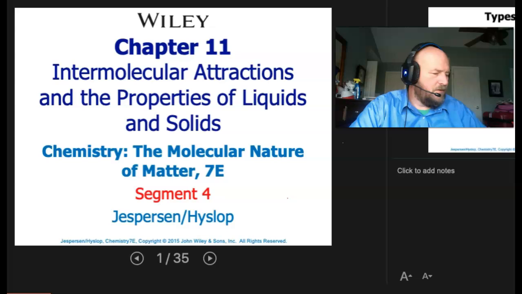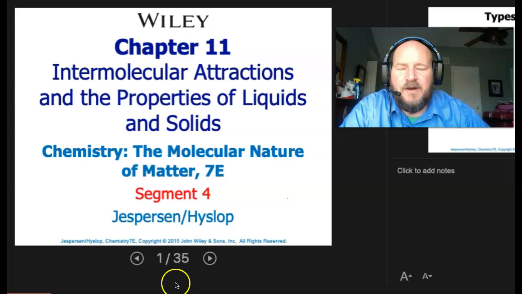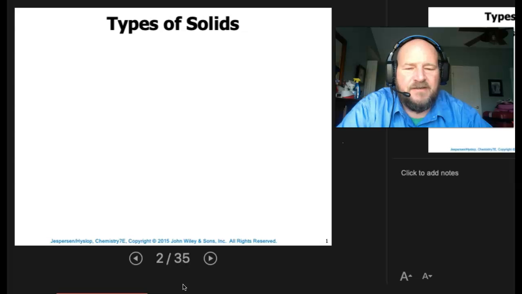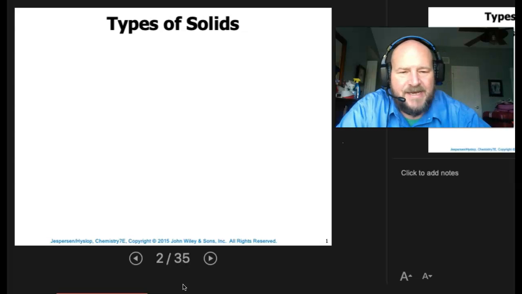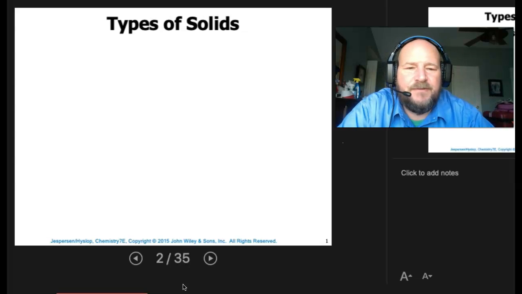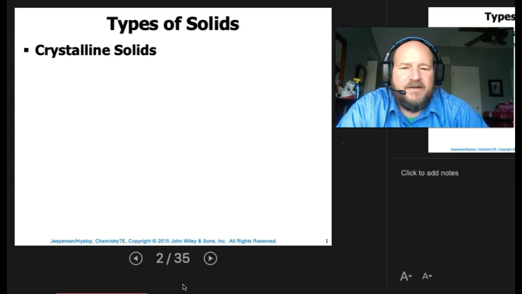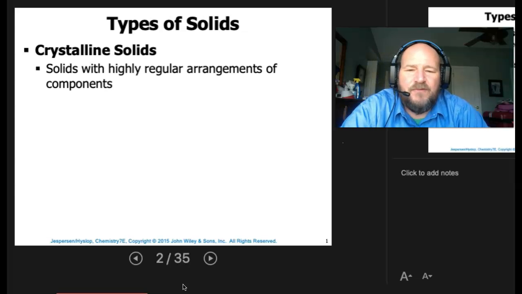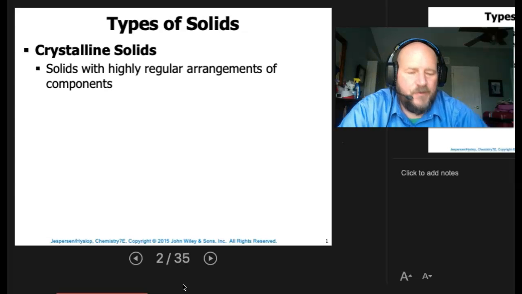Intermolecular Attractions and the Properties of Liquids and Solids. All right, so we're talking about phase diagrams, and then we started to get into the types of solids. Picking back up with that, when we look at solids, the first thing we're looking at is crystalline solids, and these are going to be solids with a highly regular arrangement of components.